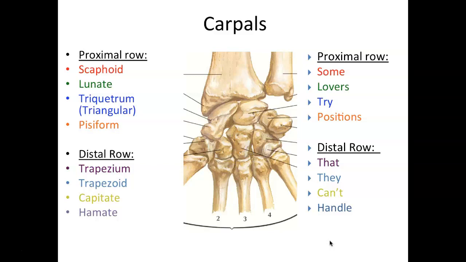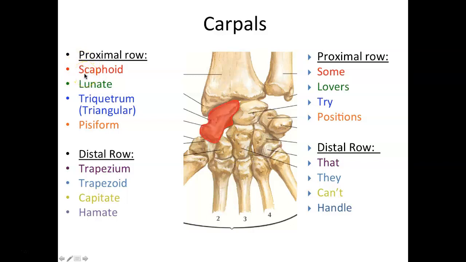Okay, now we get to our carpals, which are in the wrist. We have 8 carpal bones, and we list them on a proximal row and a distal row. Now I have this mnemonic here that is used by almost every medical school. Some lovers try positions that they can't handle. A little racy there. But each of these letters stands for one of the carpal bones.